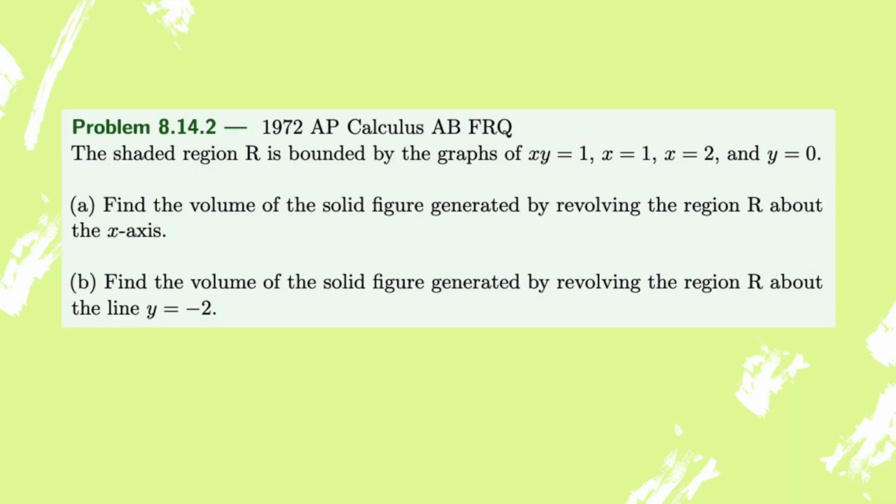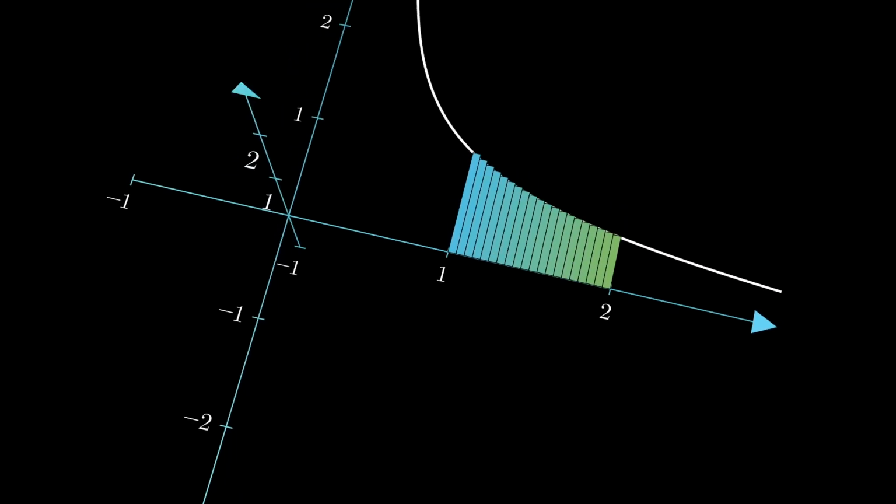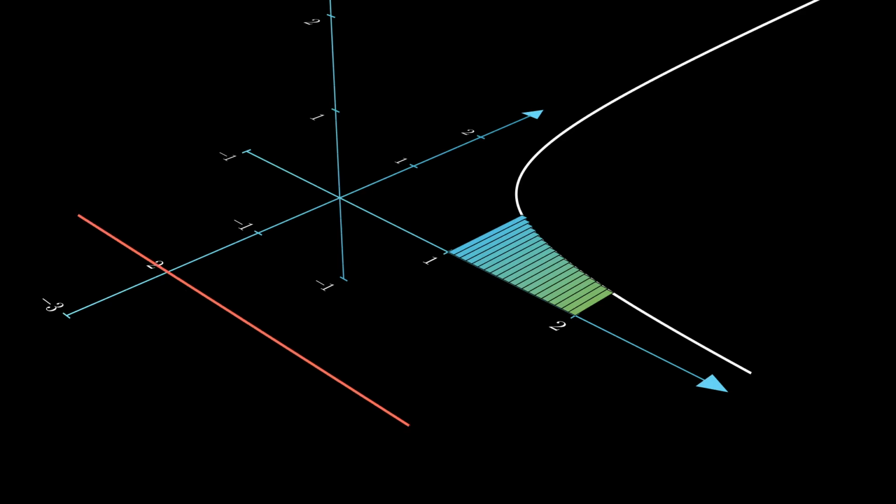Now for part B, we have the same region again, the same region R. However, now we're rotating this around y equals -2. So things are going to be a little different. Now to find the volume that this region specifically sweeps out, we must notice that now we have an outer radius and an inner radius.